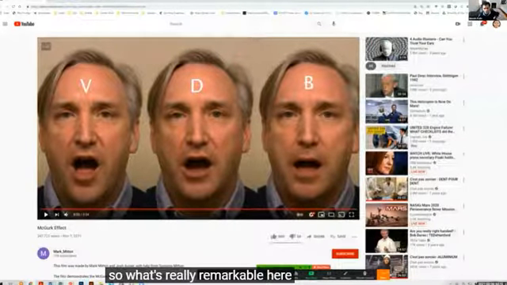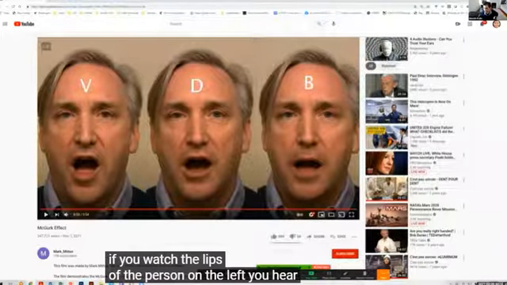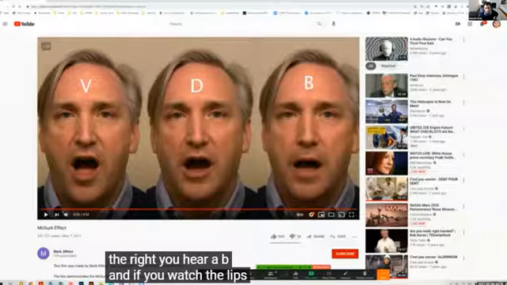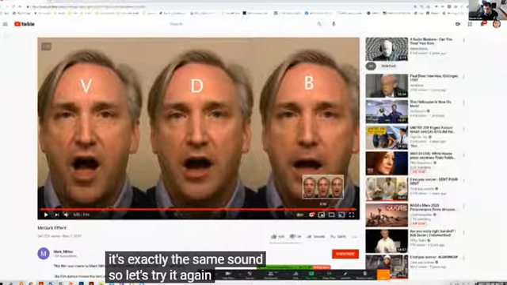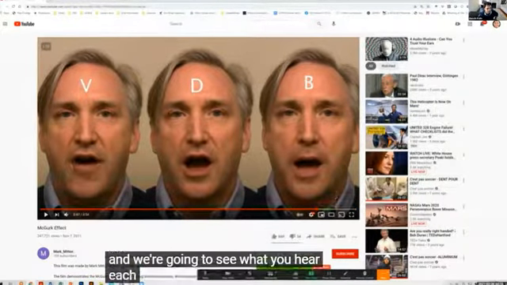So what's really remarkable here is that if you watch the lips of the person on the left, you hear a V. If you watch the lips of the person on the right, you hear a B. And if you watch the lips of the person in the middle, you hear a D, even though it's exactly the same sound. So let's try it again and just randomly pick one each time, and we're going to see what you hear each time.